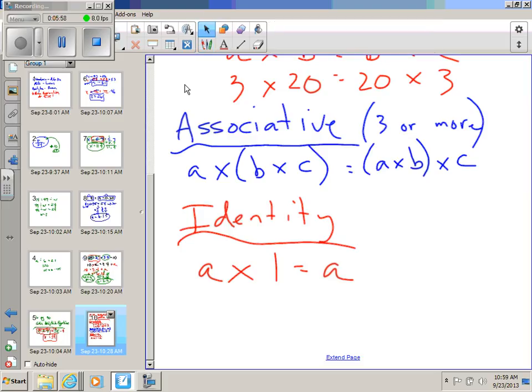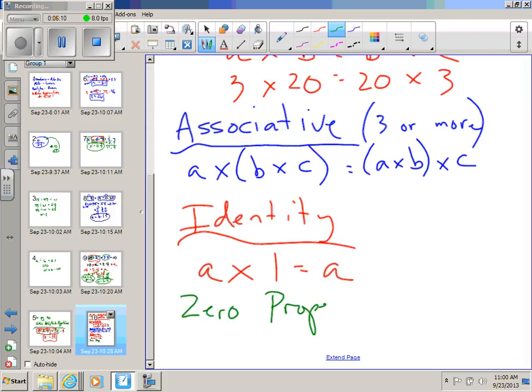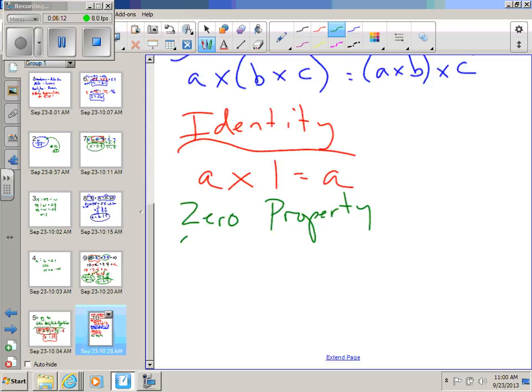And there's one more, and that happens, actually there's two more. 0 property. Zero property says anytime I multiply a factor times 0, what do I get? Say 0. Okay. So they do make room for the use of 0 in these properties because of the effect that it has. It's just called 0 property, not identity. Any questions on commutative, associative, identity, or 0 property?